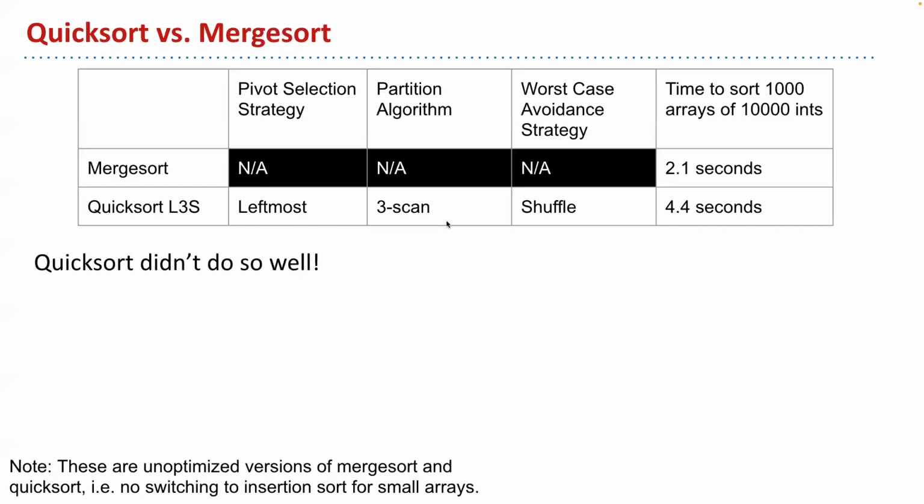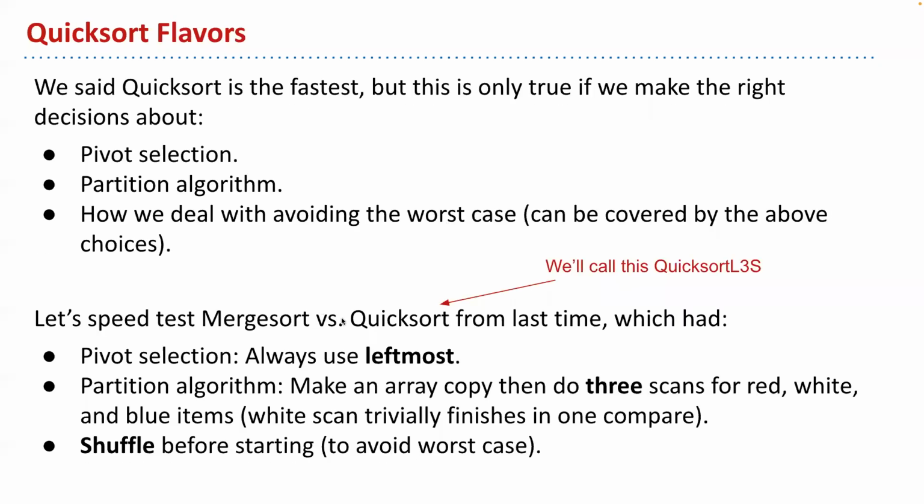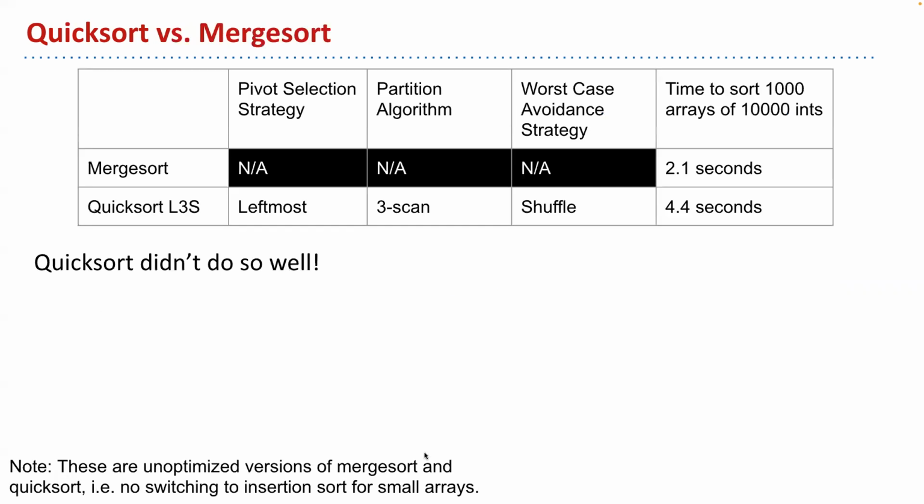So what I'm not going to do is the live comparison, because I was trying to set up the demo and it was just quirky in a funny way. I don't need to explain. But if we speed test merge sort versus quick sort, if we use the procedure where we always use the leftmost pivot, and then the partitioning algorithm is make a copy where we fill in the red, then the white, then the blue items, and then we shuffle before starting to avoid the worst case, turns out that the runtime difference between merge sort and quick sort was 2.1 seconds versus 4.4 seconds.